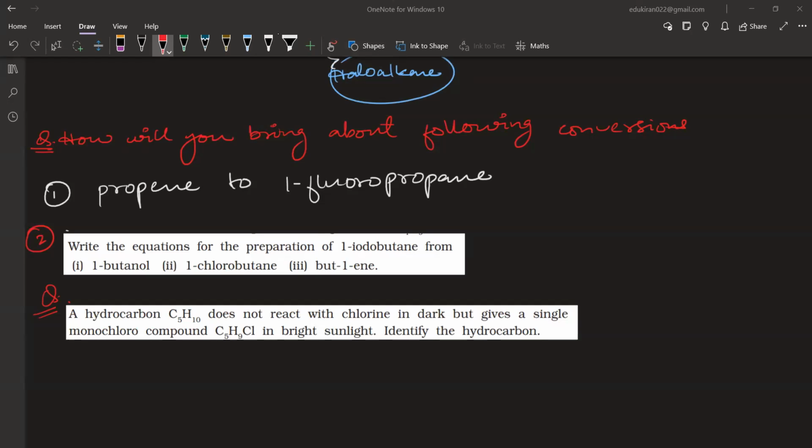So butanol to 1-iodobutane. Okay, fine. HI. And then 1-chlorobutane to 1-iodobutane. Okay, very good. And then we have 1-butene. I'm having confusion in this one. Tell me. HBr, you have peroxide, then it will be 1-bromobutane, and then 1-iodobutane. You just need NaI and acetone. That is it, correct. Very good.